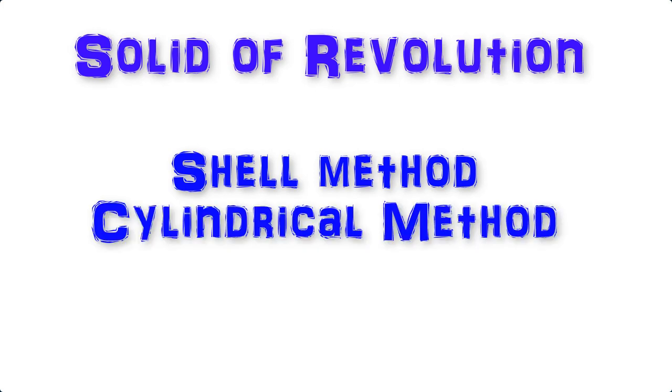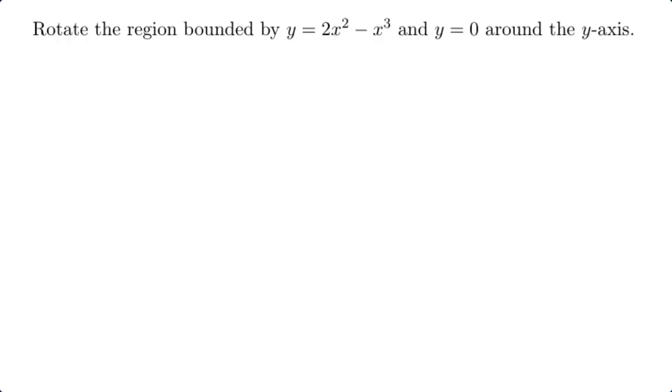In this video, we're going to find the volume of a solid of revolution using the shell method. Now, officially, it's called the cylindrical method in textbooks. It is an alternative to using the washer method. So let's take a look at a solid of revolution. Rotate the region bounded by y equals 2x squared minus x cubed and y equals 0 around the y-axis.